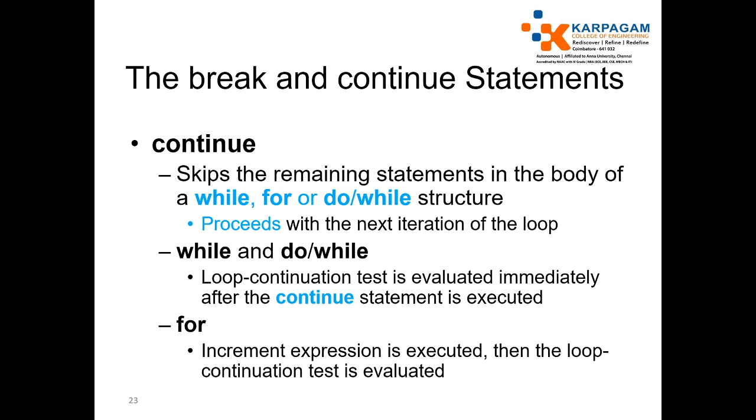The next one is the continue statement. Continue statement skips the remaining statements in the body of a while, for loop or do while loop structure. It proceeds with the next iteration, and does not exit from the loop abruptly. It will just skip the remaining statements of the body of the loop, while loop, for loop or do while loop upon some condition, but it continues with the next iteration. Please understand.